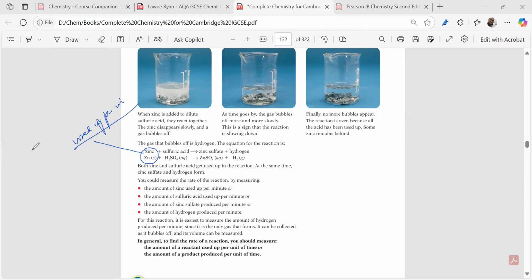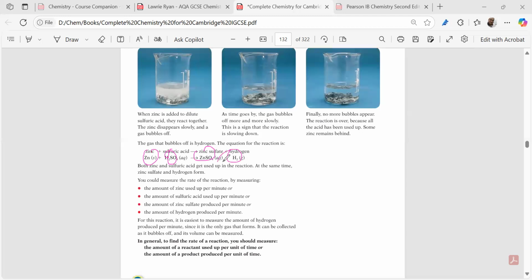We can find out the amount of the sulfuric acid getting used up per minute, or the amount of the zinc sulfate getting produced per minute, or the amount of hydrogen getting produced per minute. Any of these four will give you the rate of the reaction. So when we utter the word rate of the reaction, any one of them will give the rate of the reaction.